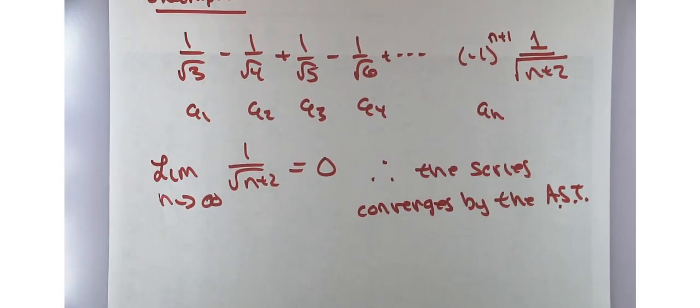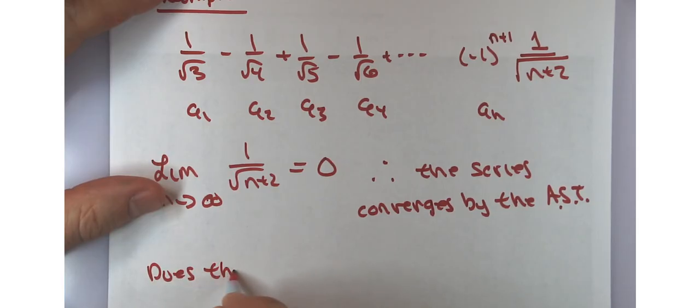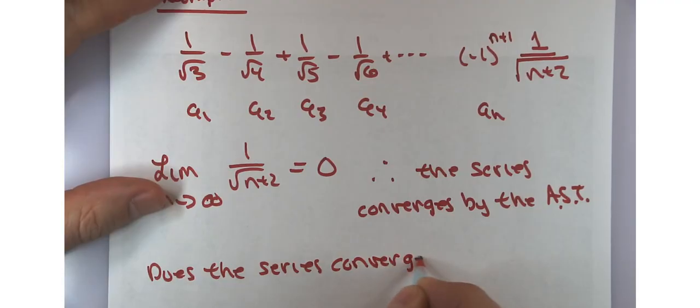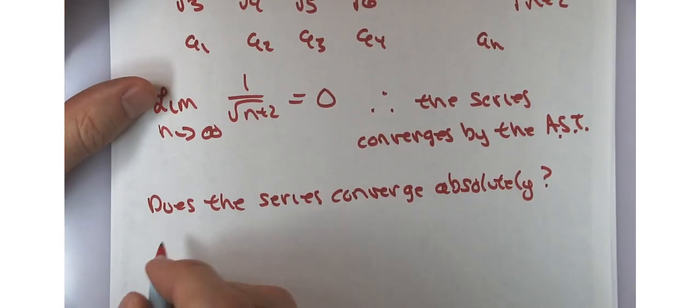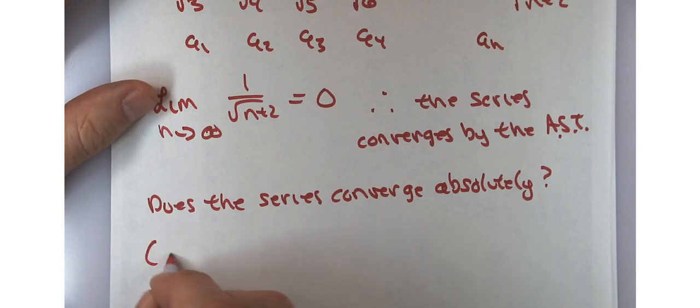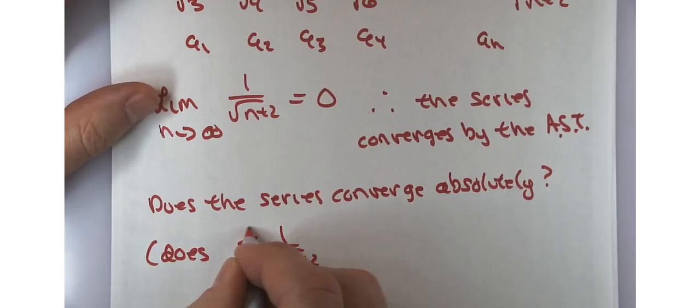Let's see if it converges absolutely. What if I tried to take the absolute value of this series? Does the series converge absolutely? So that would mean, does this series converge? Sum of 1 over square root of n plus 2, n equals 1 to infinity.